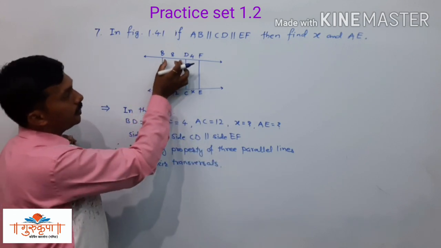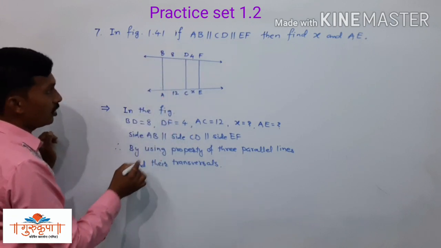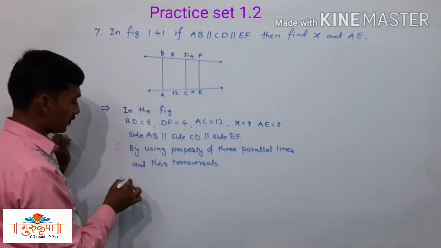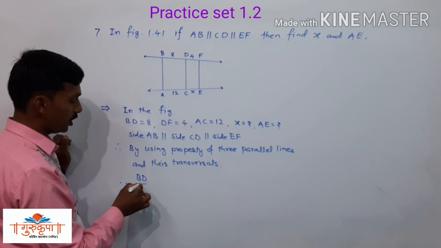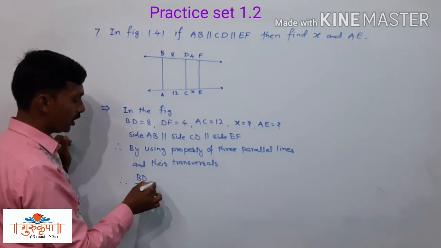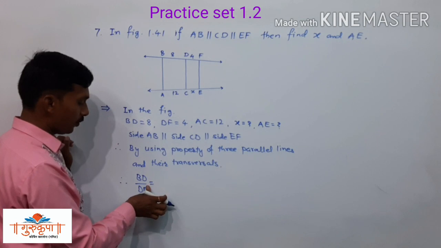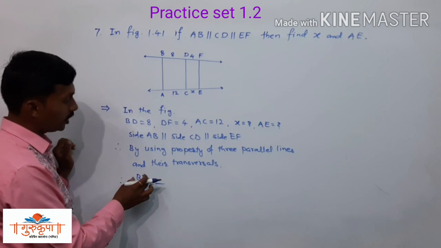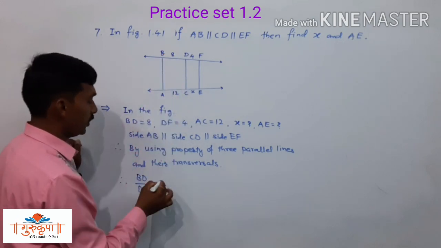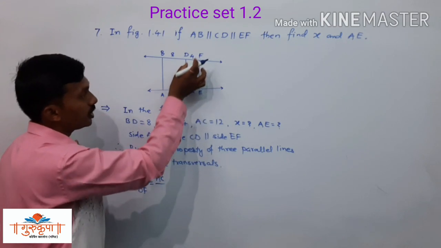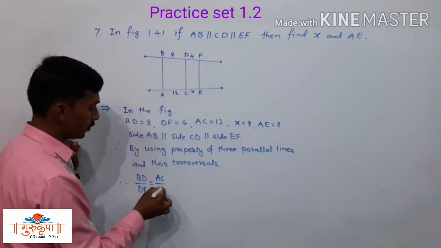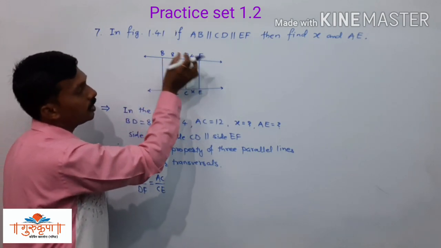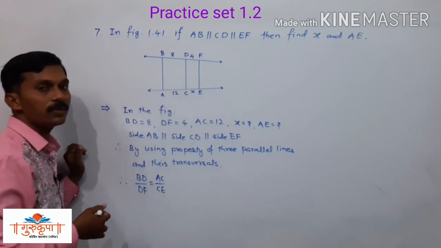we can write BD upon DF, that is the ratio of the intercepts made on a transversal, BD upon DF is equal to, now while writing the second ratio we have to take the corresponding intercepts in the numerator and denominator. The corresponding intercept of BD is AC, and of DF is CE. So we will write here AC upon CE. See the sequence of writing the ratio, BD upon DF, so here AC upon CE, the same sequence we have to use there.